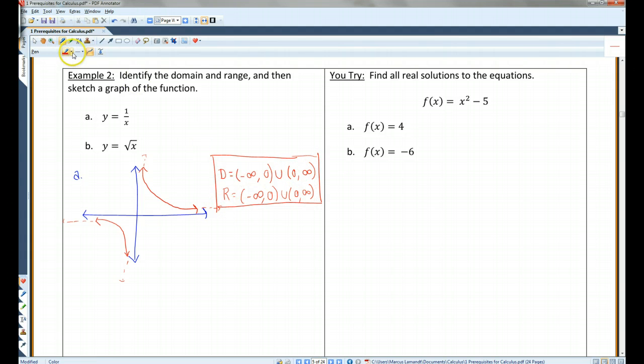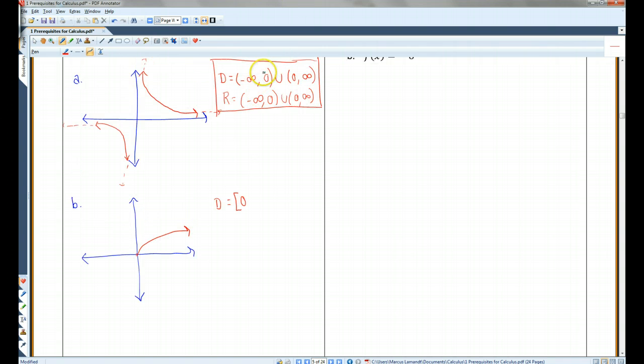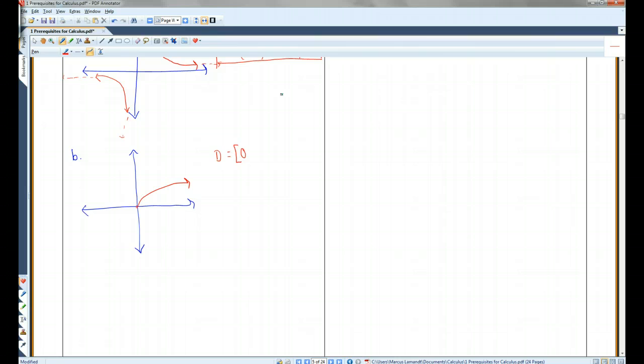Alright, part B. I'll go ahead and graph this. Alright, this is what the graph of square root of x looks like. The domain, once again, is the x values. There's nothing over here up until you get to 0. That's where the graph starts, and it includes 0, so I'm going to use a bracket instead of a parentheses. Okay, so from 0, and then it just goes on forever.